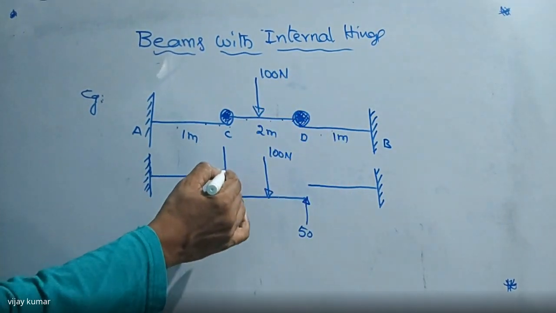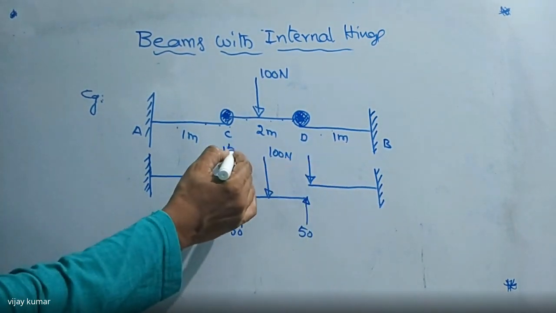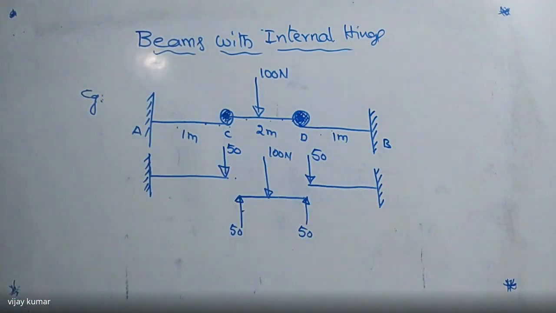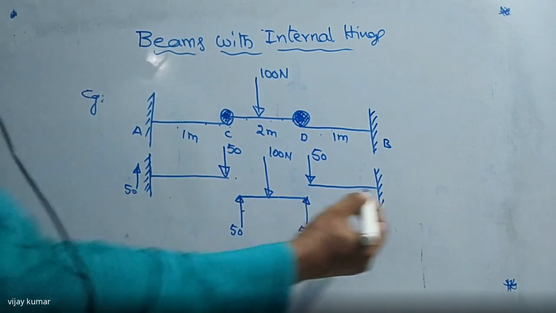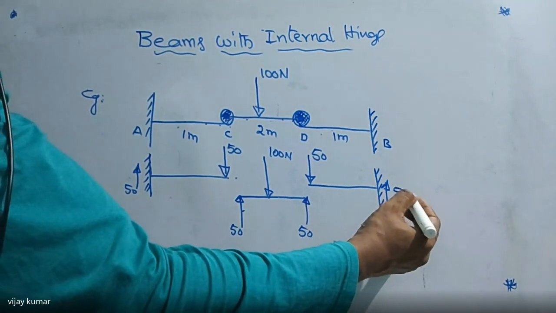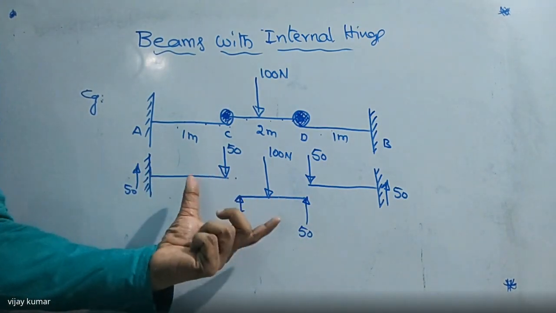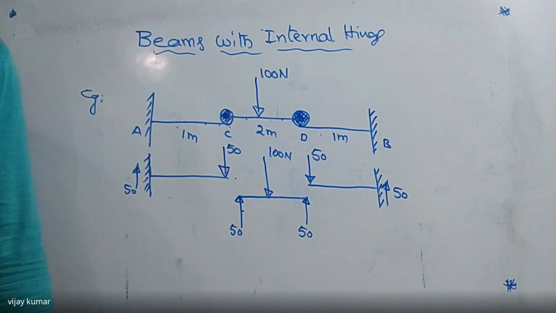So there must be a downward force here, and it is also equal to 50. This reactive force is also equal to how much? 50 newtons. So this is the free body diagram of these beams connected with the internal hinge.